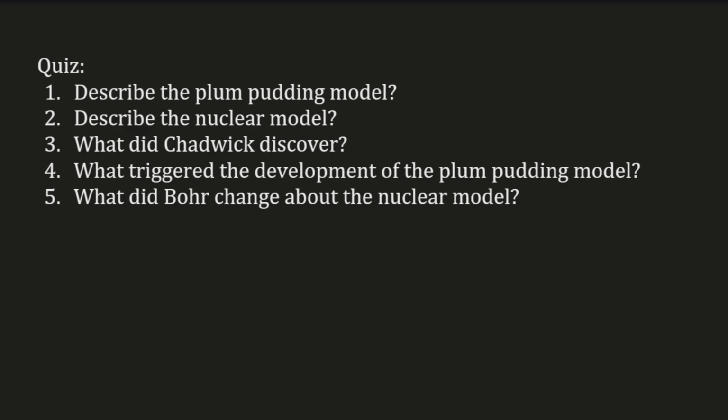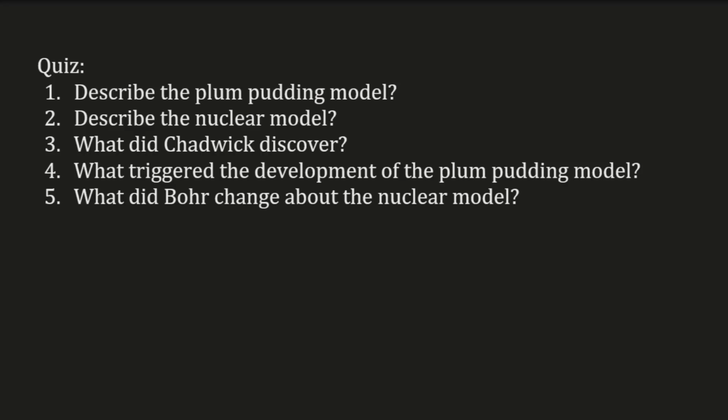Well, the nuclear model actually has a dense positive nucleus in the middle made up of protons and neutrons, and orbiting around it at specific distances are the electrons. What did Chadwick discover? Well, Chadwick was the one that discovered the neutron. What triggered the development of the plum pudding model? The plum pudding model was actually developed when the electron was discovered. So if you remember, I mentioned at the beginning, once the electron was discovered, we realized that our atomic model wasn't really suitable, and that's why the plum pudding model came in. And what did Bohr change about the nuclear model? Well, Bohr actually added the fact that the electrons orbit at specific distances.